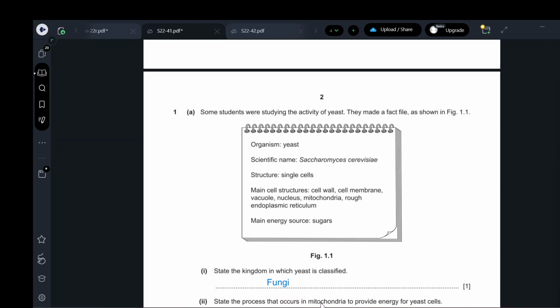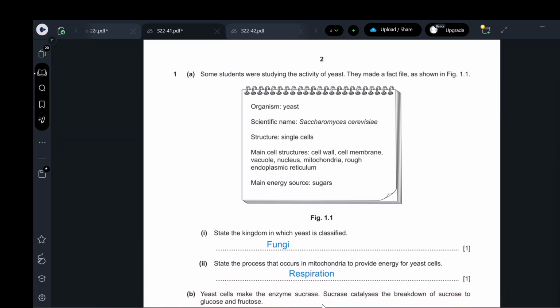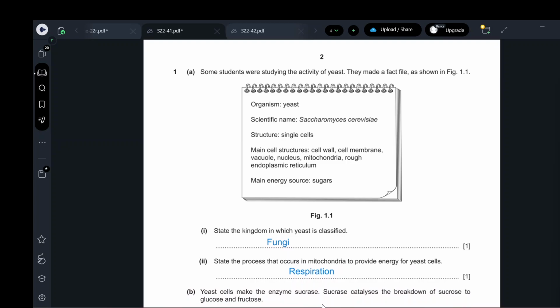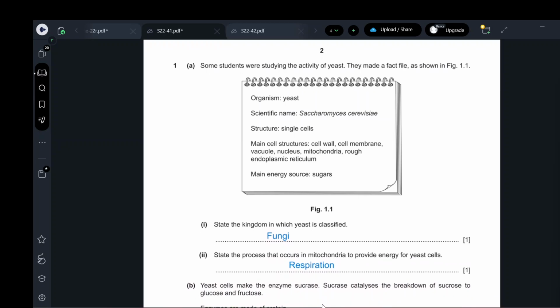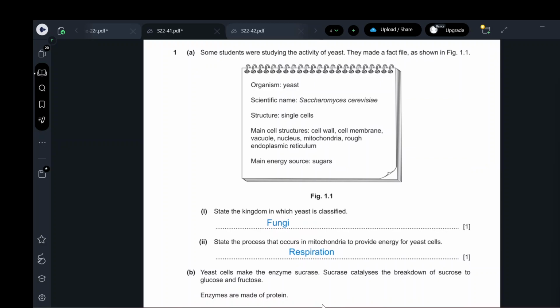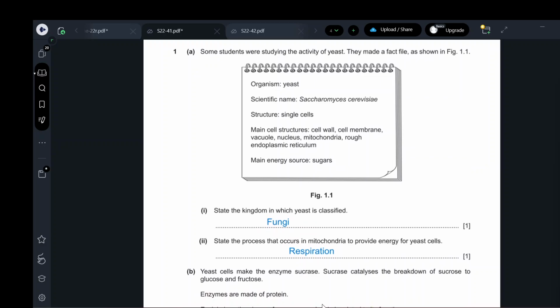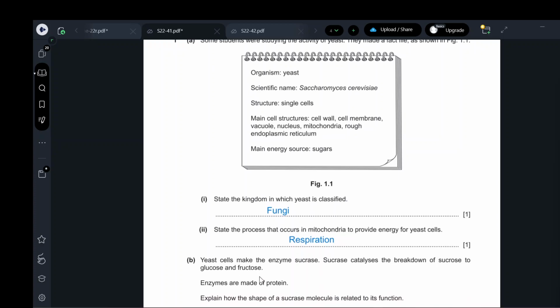State the process that occurs in the mitochondria to provide energy. Easy question. What happens in the mitochondria? Aerobic respiration. Yeast cells make the enzyme sucrase. Sucrase catalyzes the breakdown of sucrose to glucose and fructose. Okay. Enzymes are made of protein.